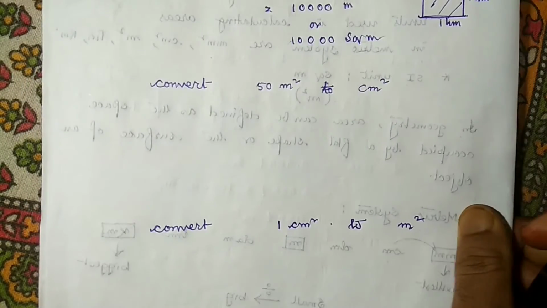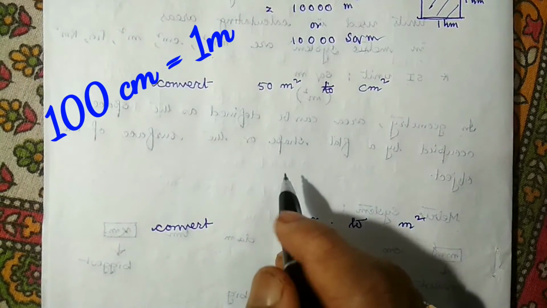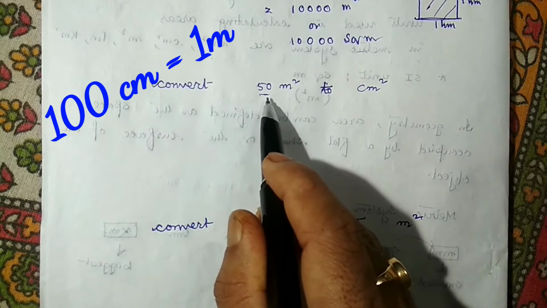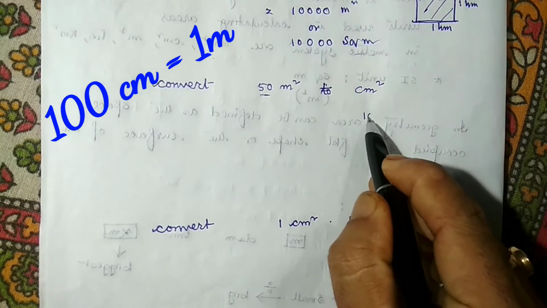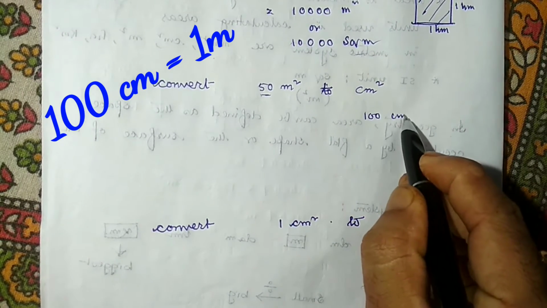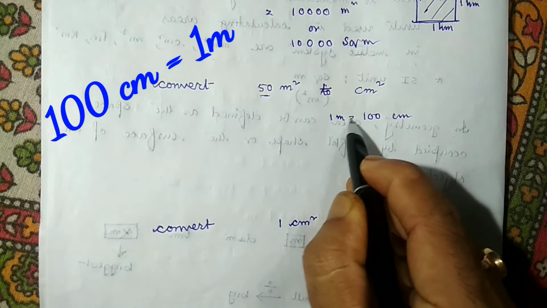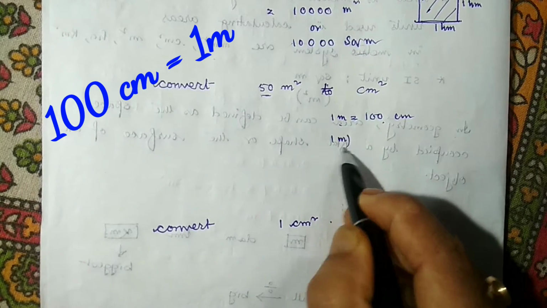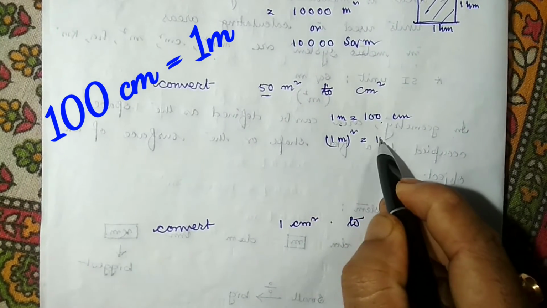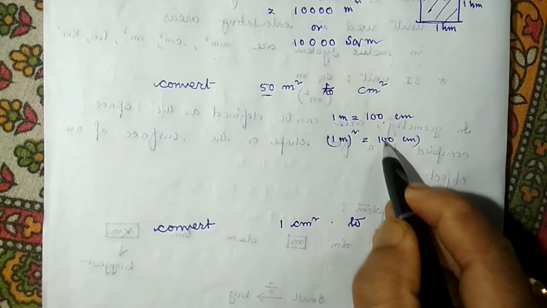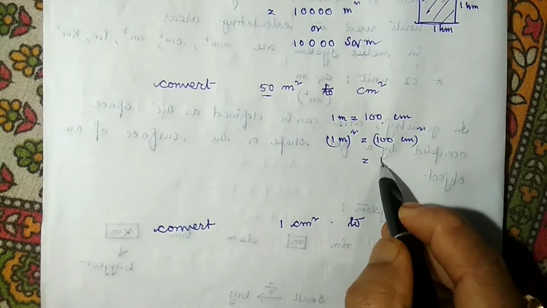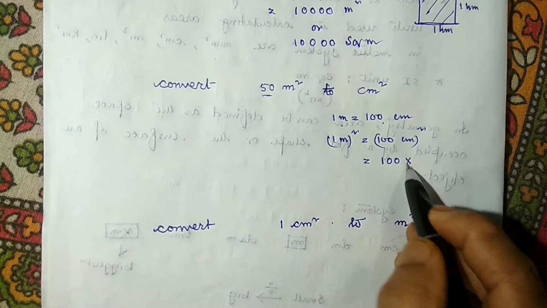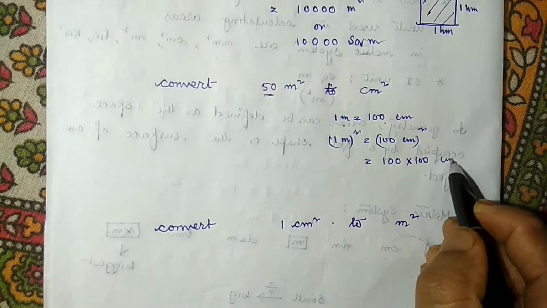Suppose we want to convert 50 meter square to centimeter square. Forget about 50 now. We know 100 centimeter equals 1 meter. So 1 meter is 100 centimeter. So 1 meter square equals 100 into 100 cm square, I can write.